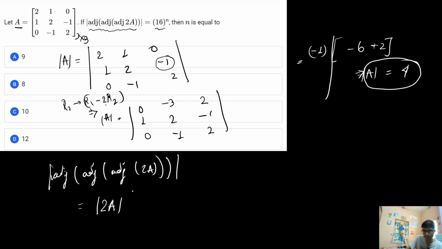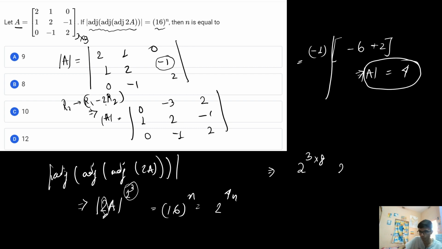Okay, determinant of adjoint of 2A, the order is 3, so n minus 1, that is 2, and 2 to the power 3. Okay, and this particular result is given as 16 to the power n, and this can also be written as 2 to the power 4n. Now from here I can get to the result: if we take a constant out of the matrix from the determinant, it is basically multiplied by 2 to the power n, and simultaneously there is a power of 8.